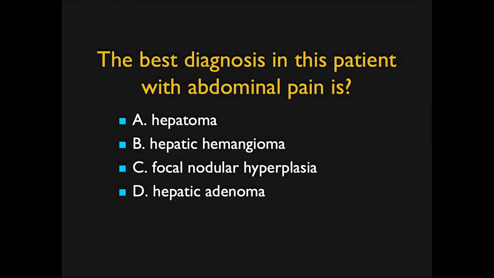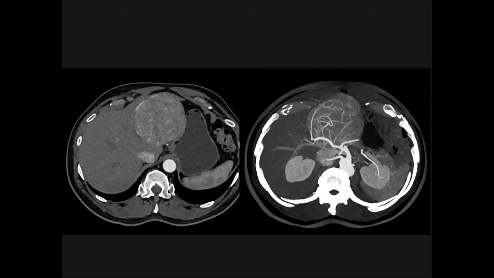In this case, what's the best diagnosis of abdominal pain? This is a vascular mass with neovascularity. To me, it's a malignancy, so I don't look very much past hepatoma. If you said hepatic adenoma, I couldn't argue, because hepatic adenomas become hepatomas often. So it would be a hepatic adenoma looking like hepatoma.